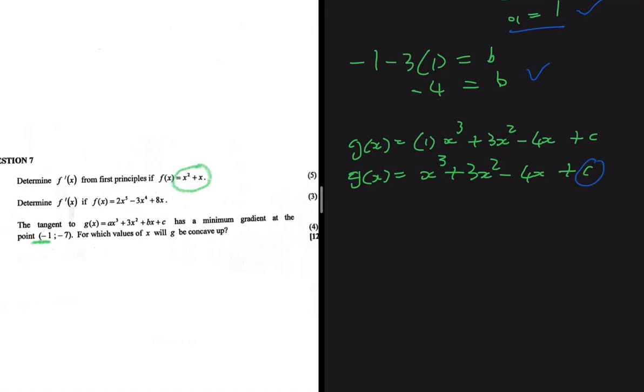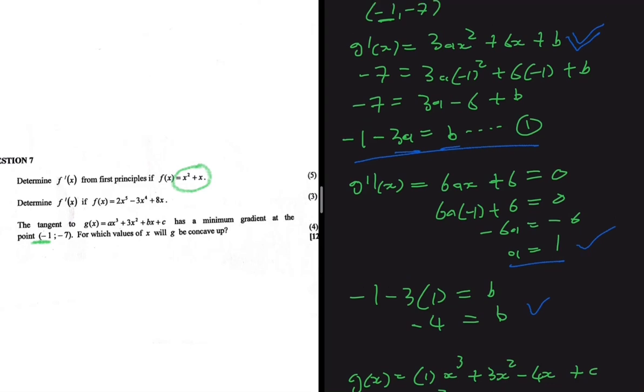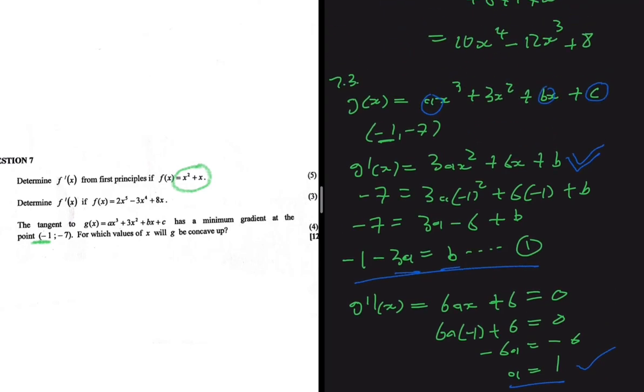It won't affect us much, because for us to find the x value at the point of inflection, we have to derive twice, and when we derive twice, c falls away. Because for us to know for which values g will be concave up or down, we need the x value of the point of inflection. I can tell you already that that x value will be -1, because that's where the minimum gradient of the tangent is. But you don't have to believe me, let's just work it out.